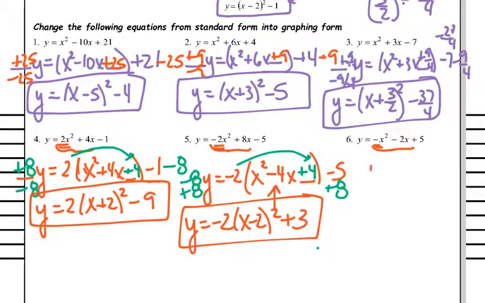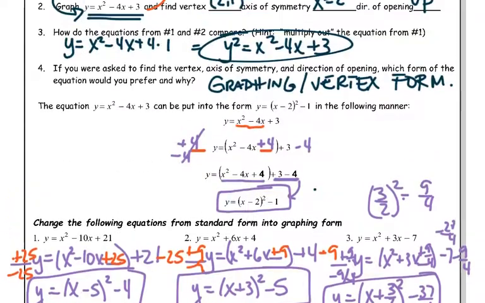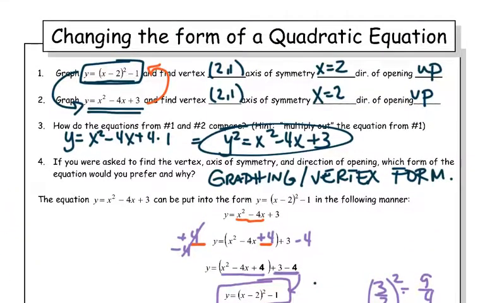Last one here, I'm just going to factor out a negative from here. That changes it to x squared plus 2x plus 5. Half the middle term squared, there is a 1. But you've got to watch, it's really a negative 1, so that when I add it to both sides, it's a 1. So I get y equals negative (x plus 1) squared plus 6. Ta-da! Changing from standard form to graphing form.